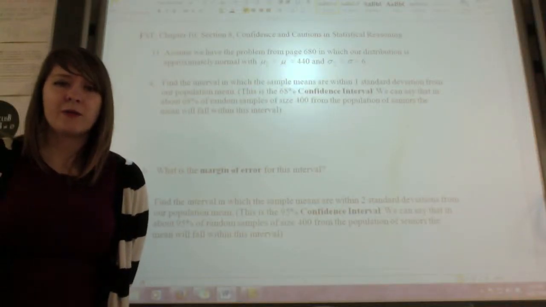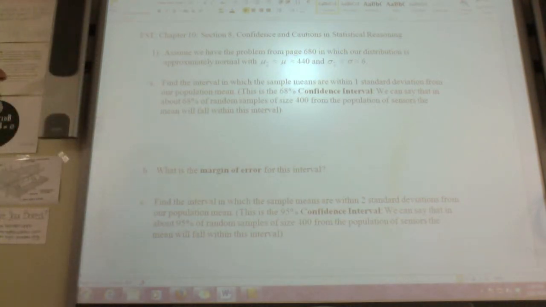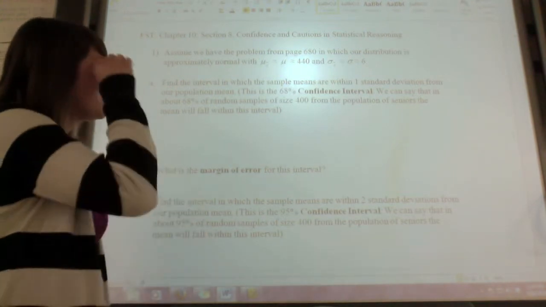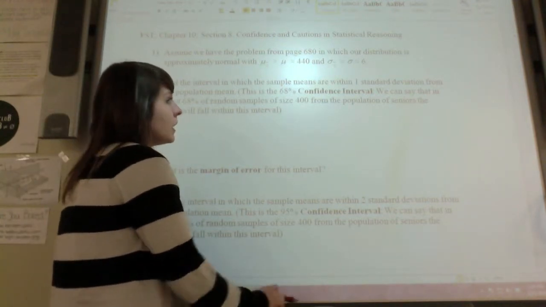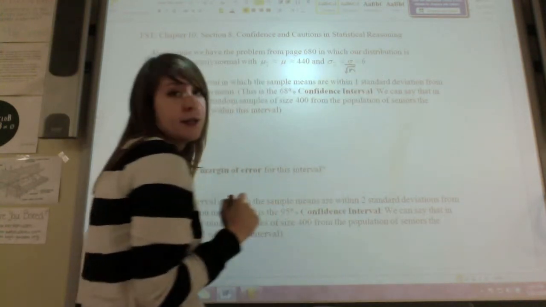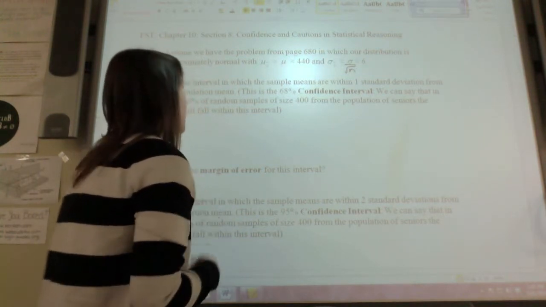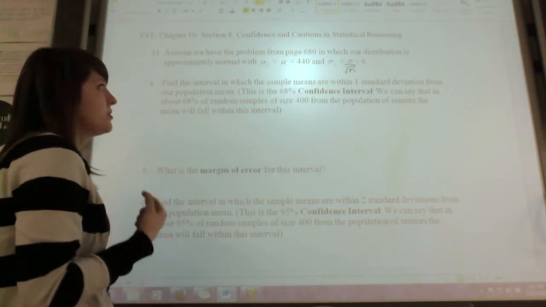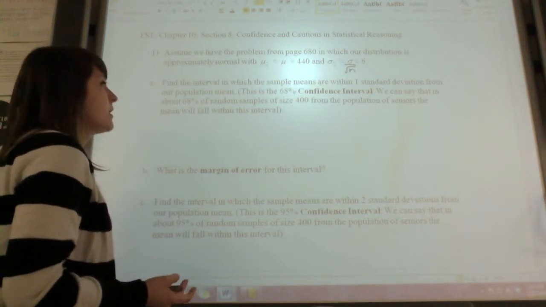Alright, so now we're going to go through and we're going to actually do the notes. So the first problem says, assume we have the problem from page 680 in which our distribution is approximately normal with our mu sub x bar is approximately mu, which is 440, so that's according to our central limit theorem. And our sigma x bar, which is approximately sigma over the square root of n, make sure you write that into your notes because I didn't add that, and that's approximately 6. Okay, so we want to find the interval in which the sample means are within 1 standard deviation from our population mean. That's our 68% confidence interval.